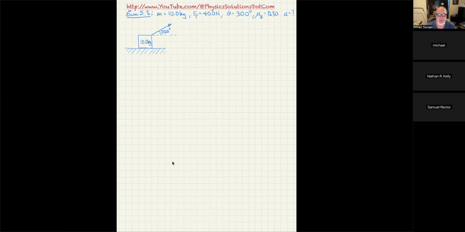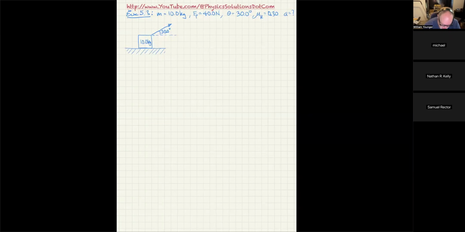So, all right, that's the document that I have. Let me read the question again to you guys. Example 5.3, pulling against friction. A 10.0 kilogram box is being pulled along a horizontal surface by a force FP equals 40.0 newtons applied at a 30.0 degree angle above horizontal. This is like example 4.11, except now there is friction, and we assume a coefficient of kinetic friction of 0.30, and they asked us to calculate the acceleration.